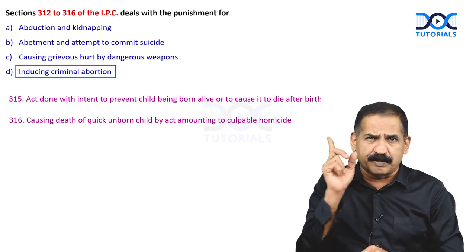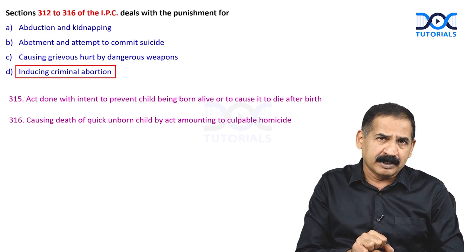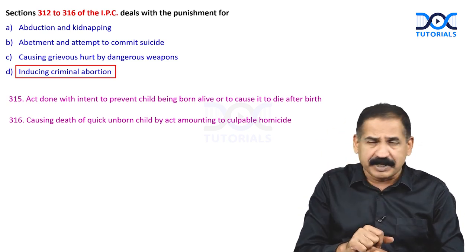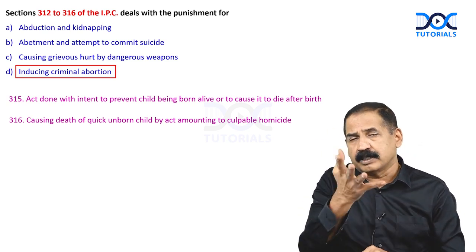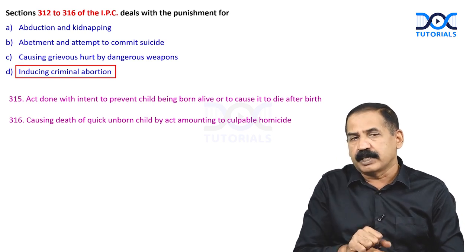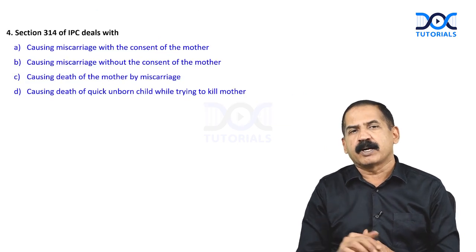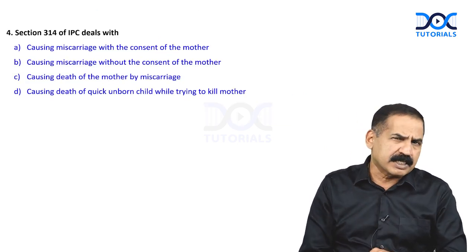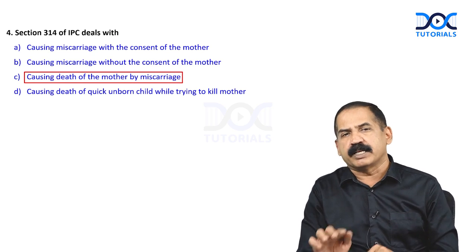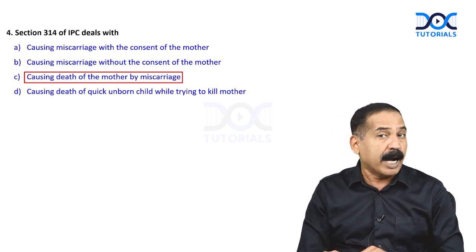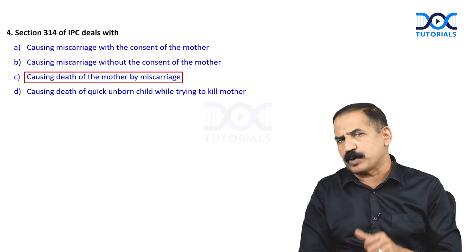So for example, tomorrow one person assaults a pregnant woman with the intention of killing her or whatever it is. That time she aborts, then the person is punishable under 316 of Indian Penal Code. Now you got the answer. Section 314 of IPC deals with causing death of the mother by miscarriage or by abortion.